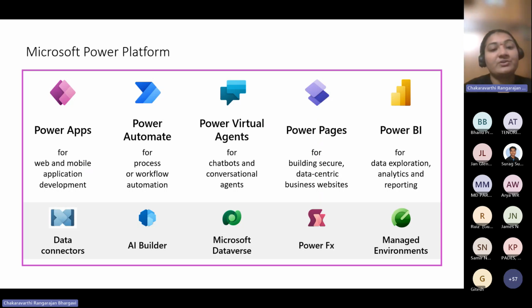And you can also automate processes with the help of Power Automate, where you can add robotic process automation. And you can build chatbots and conversational agents as well with the help of Power Virtual Agent. And you will be able to develop business centric websites, which is like when you want to host some third party websites or something, then you would go with Power Pages.